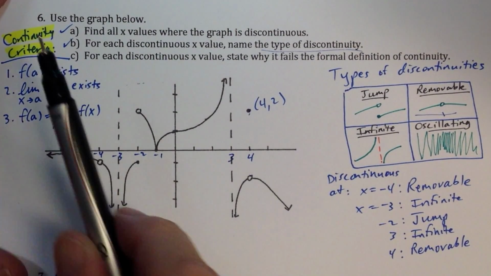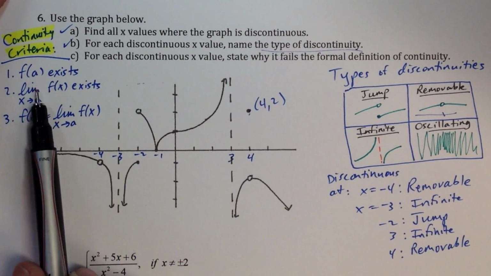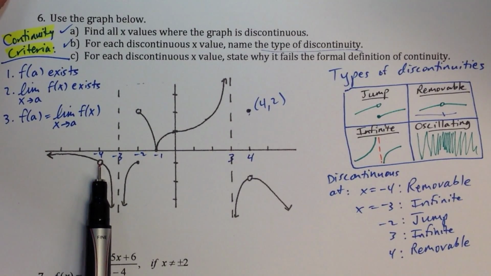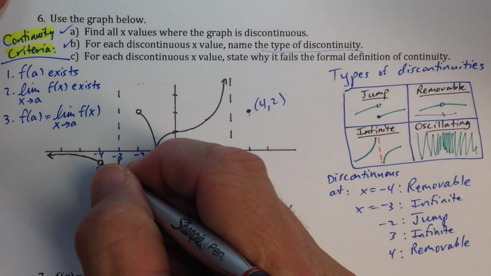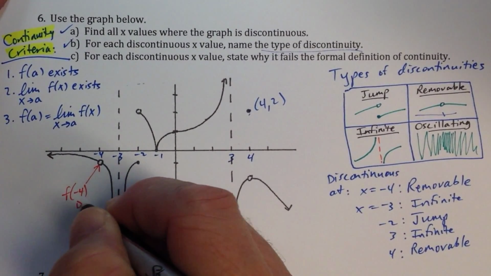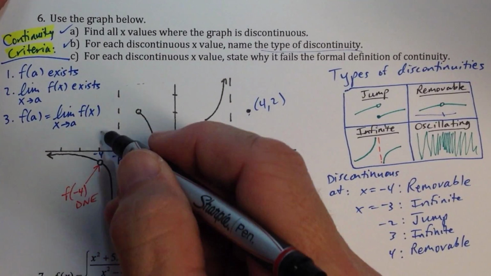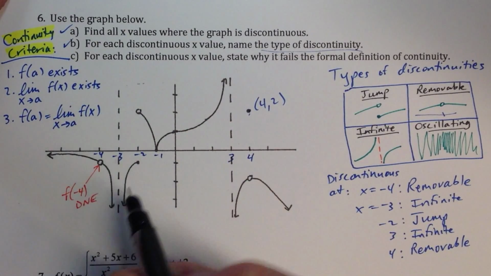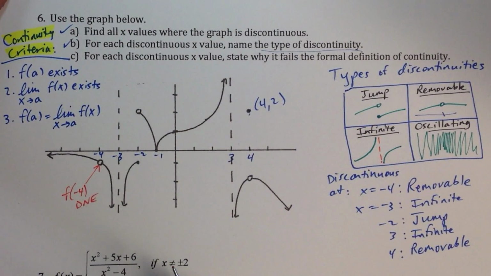Well, let's take a look. So I listed the three criteria that must be met for a function to be continuous at a point. For the first one, here, we can see the limit exists, but f of negative 4 does not exist. Okay, f of negative 4 does not exist here. You put in negative 4 as an input, your output is nothing.